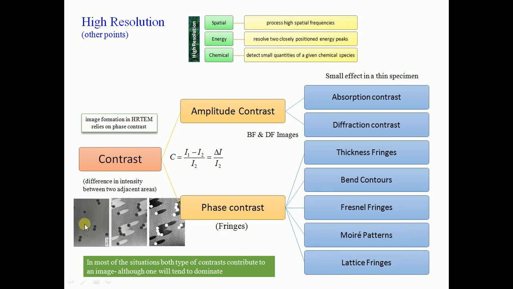So how to increase the contrast? What do you mean by contrast? This is a low contrast image, and this is a high contrast image. So far as contrast is concerned, image formation in HRTEM relies on phase contrast. Amplitude contrast is the absorption contrast and diffraction contrast, which is a small effect in thin film samples. But in HRTEM, it is phase contrast, where fringes form due to thickness, bend, Fresnel, Moire, and lattice. If you want to increase the contrast, then phase control. But we are going to talk about HR, high resolution. So we will talk a little about the contrast, but we will talk about the resolution in depth.